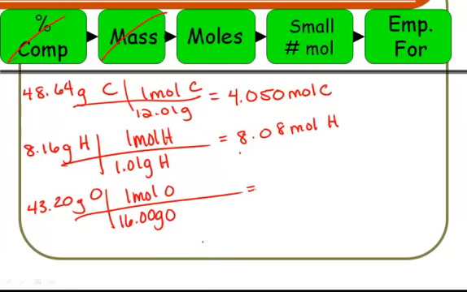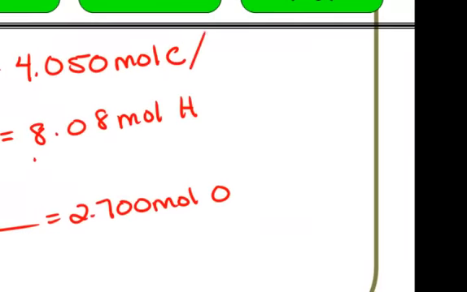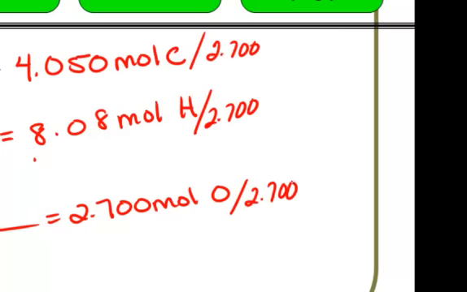43.20 divided by 16.00 is 2.700 moles of oxygen. Well, 2.700 moles of oxygen is our smallest, so we're going to divide each of these by 2.700. Well, 2.700 divided by 2.700 is 1. 8.08 divided by 2.700, we get 2.99. So we'll consider that close enough to 3.